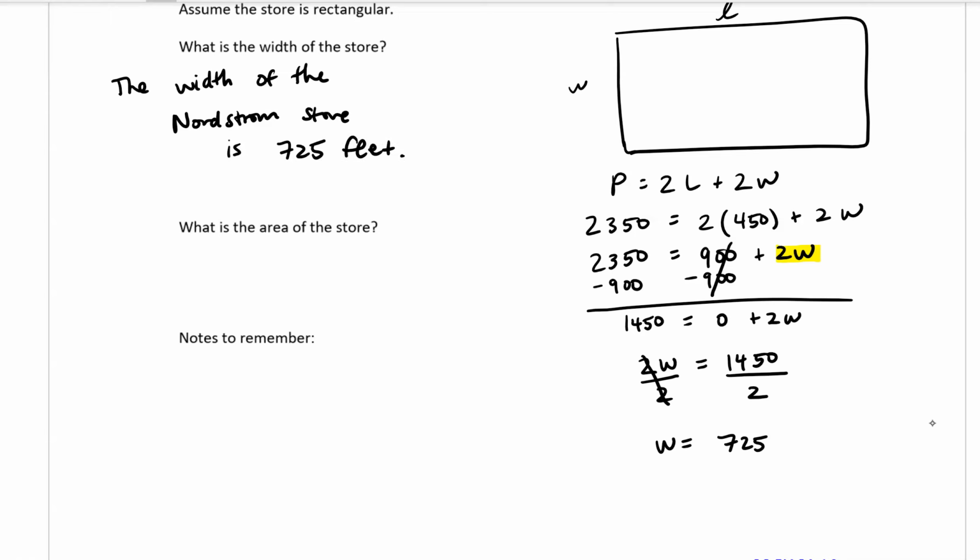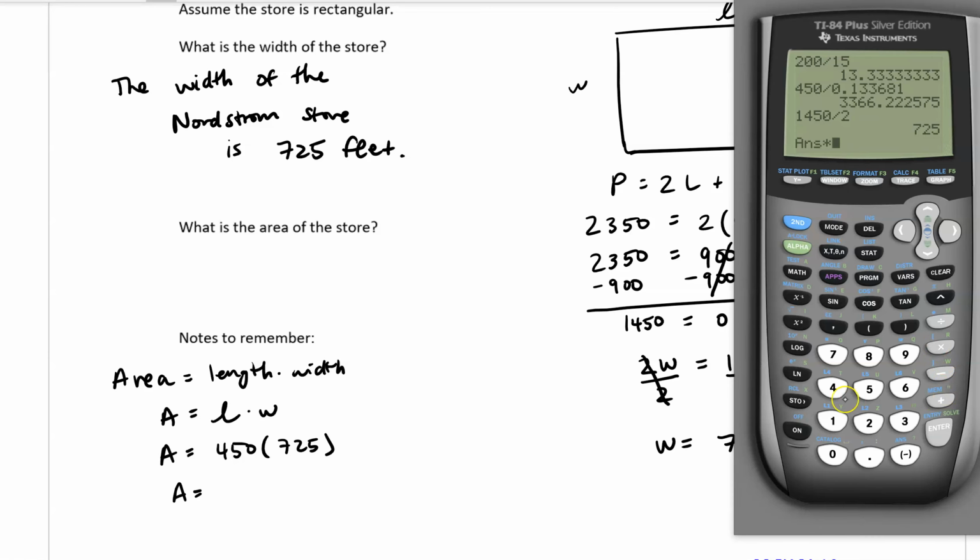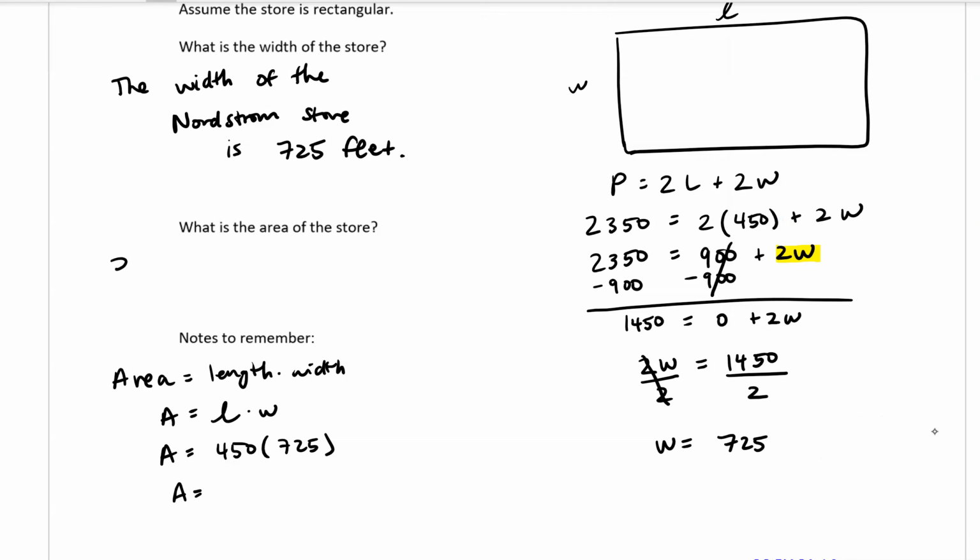The second question asks, what is the area of the store? So we know that area is equal to the length times the width, which is A equals L times W. So we know the length is 450 feet. And we just found that the width was 725. So if we multiply those, we get 326,250 square feet. Is the area.